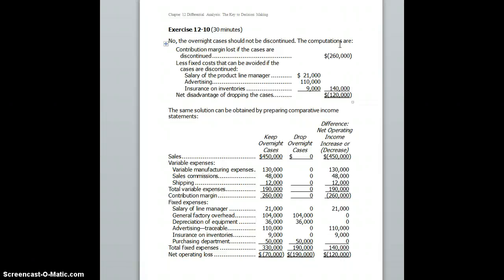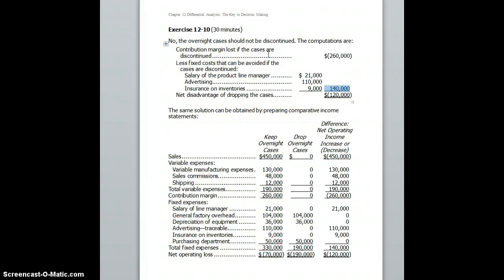So at the end of the day, when you take the fixed cost that can be avoided if the cases are discontinued, you come up with $140,000. Subtracted from your $260,000 contribution margin, by getting rid of the overnight case product line you would in effect get rid of $120,000 of contribution margin. The company would be worse off by dropping that particular product line.